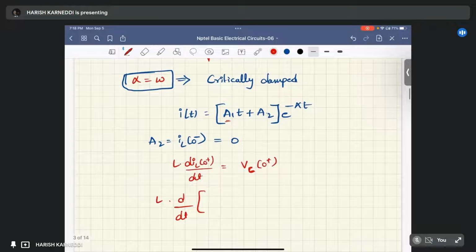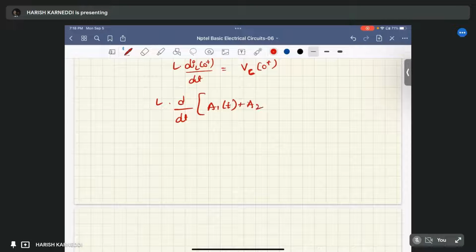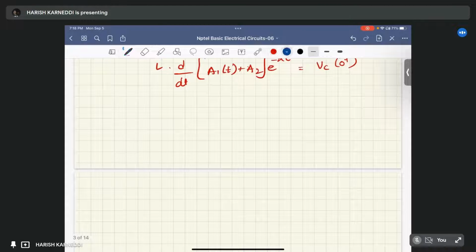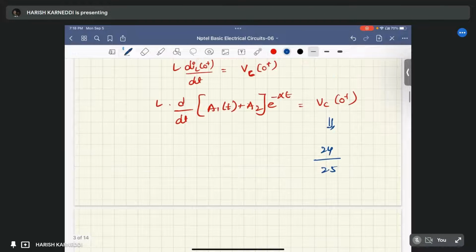What is the value of IL? IL is the A1 of t, why? Because all are connected in series. A1 of t plus A2 into e power minus alpha t equal to Vc of 0 plus, right? Here this Vc of 0 plus we can write it is equal to 24. Then the value of L is 2.5. I just shifted this L to this side, just divided.